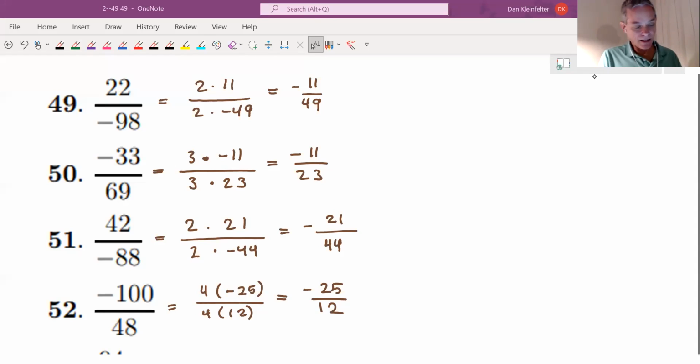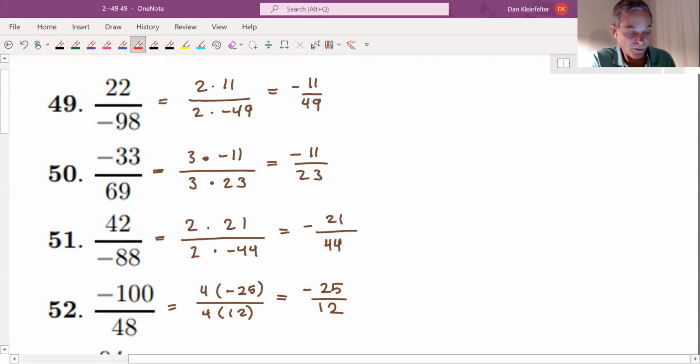All right, so let's take a look. In 49, again, we have a common factor of 2 that we'll remove. 2 divided by 2 is 1. 2 divided by 2 is 1. This will leave us with negative 11 over 49.